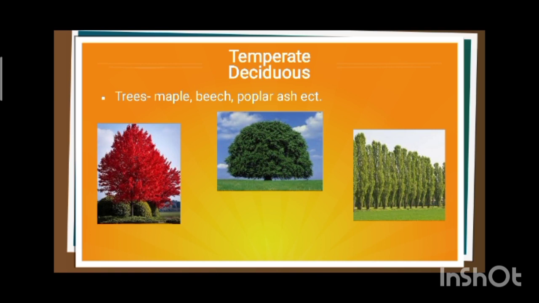The next category of forest is the temperate deciduous forest. These trees have thick trunks and broad leaves. They are not very tall and shed leaves in the autumn season and remain without leaves throughout the winter season. These types of forest are found in Chile, Japan, China, USA, and New Zealand. They experience moderate temperature, and the main trees of this forest are beech, poplar, oak, ash, and maple.